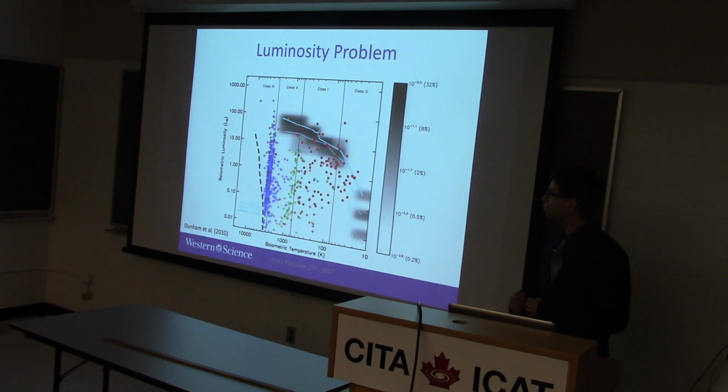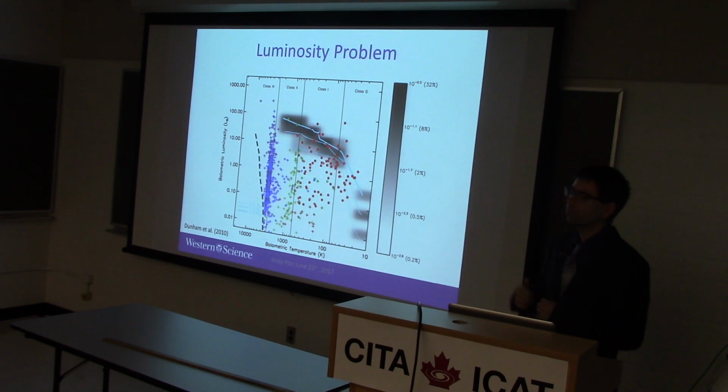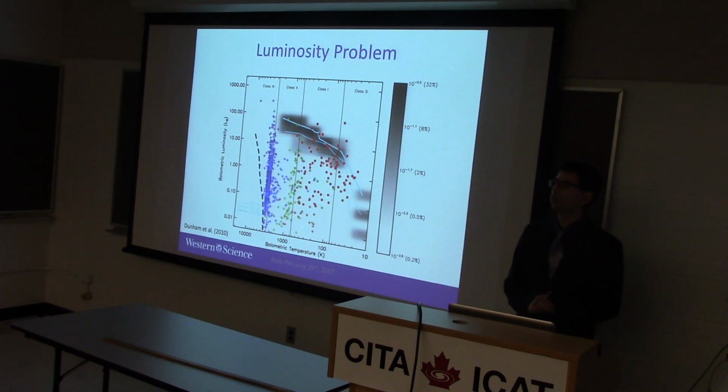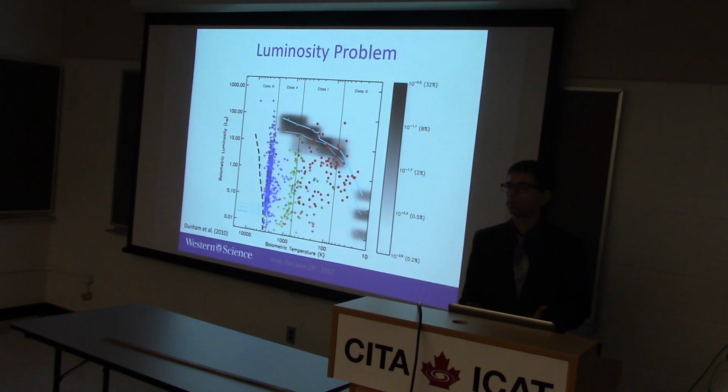There's a few protostars that agree with the theory. There's even a few that might be a little bit brighter than predicted. But by far, most of the protostars are too dim for this constant accretion rate.